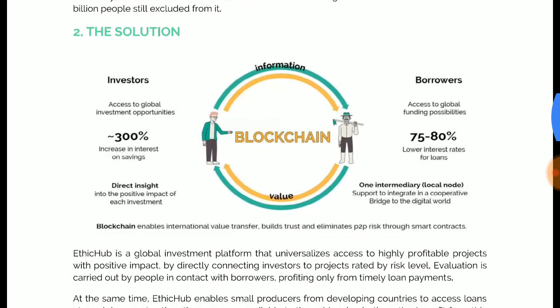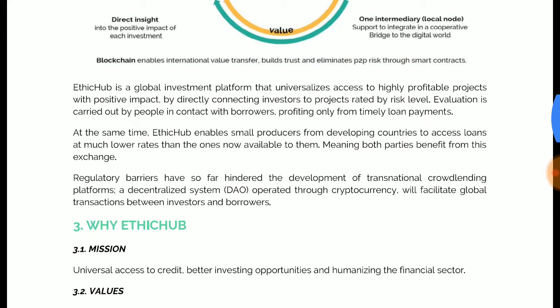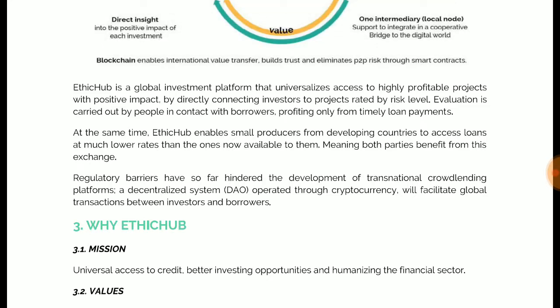A solution. This is the architecture of how the solution works: investor, information, and borrower. This is the value chain. Blockchain is powering the platform. EthicHub is a global investment platform that universalizes access to highly profitable projects with positive impact by directly connecting investors to projects rated by risk level. Valuation is carried out by people in contact with borrowers, profiting only from timely loan payments.